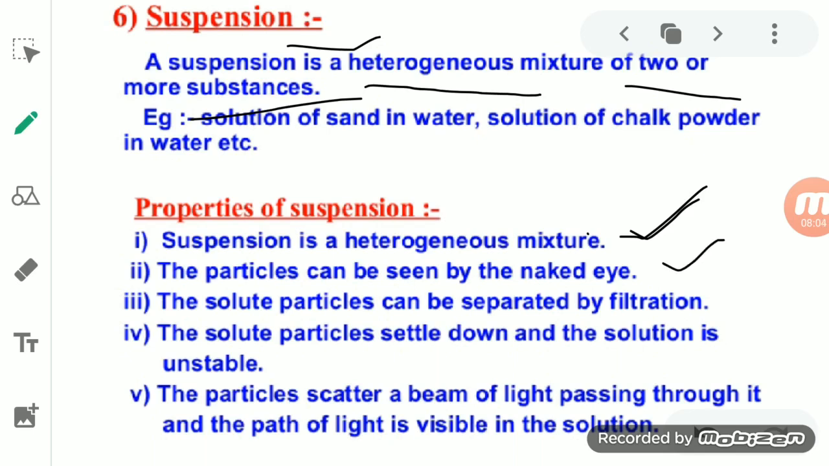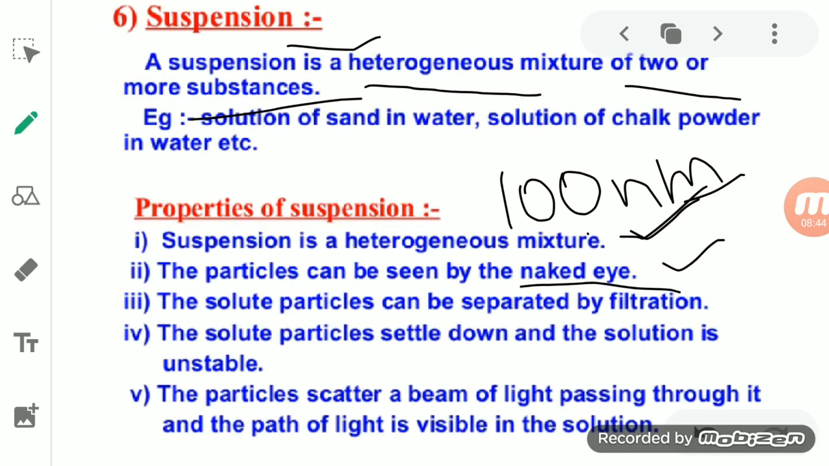Second one, the particles can be seen by the naked eye. The size of the solute particles present in the suspension is large, equal to or greater than 100 nanometers. Remember that in a true solution, the size of the particle was only 1 nanometer. Here the size of the particle is 100 nanometers, so you can understand that the particles are quite large, and due to this they can be seen by the naked eye.